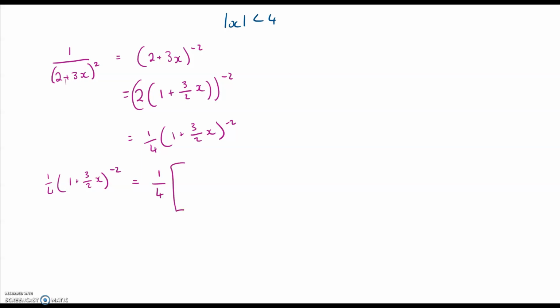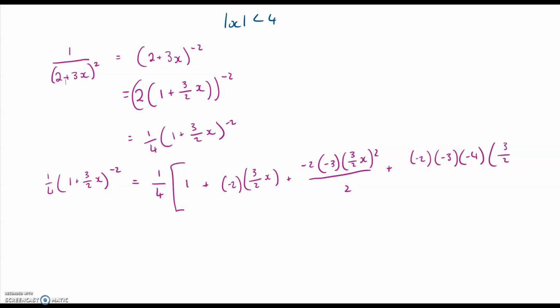Okay. Then we're going to end up with 1 plus negative 2 times 3 on 2x, plus negative 2 times negative 3 on 2x all squared on 2, plus negative 2 times negative 3 times negative 4, 3 on 2x cubed all over 6. All right. There we go.